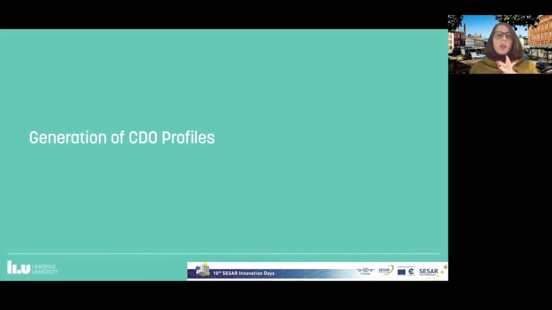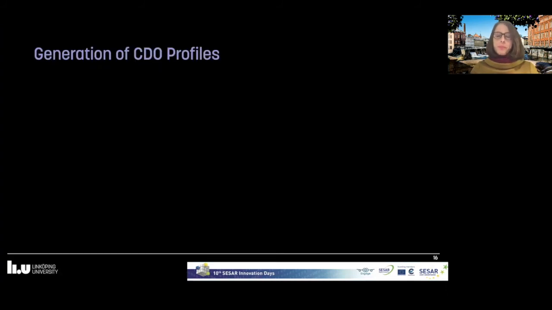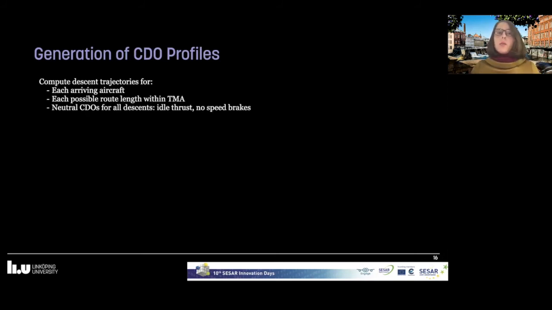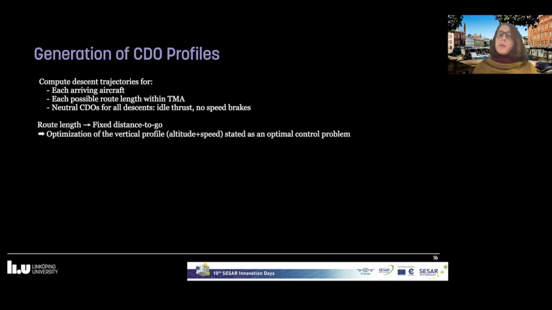Okay, let's look at the generation of CDO profiles. So we compute descent trajectories for each arriving aircraft, each possible route length within the TMA, and we assume usual CDOs for all descents, so either thrust and no speed brakes. Our route lengths give a fixed distance to go, so we can formulate the optimization of the vertical profile as an optimal control problem. And we assume a few things.